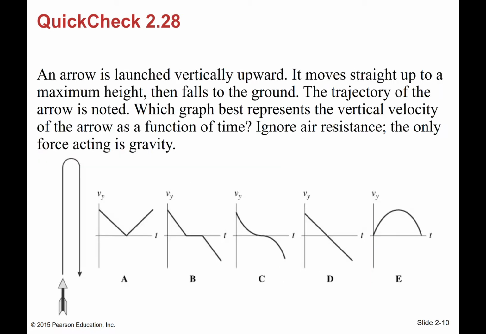Here we have another problem. So we have this arrow going up and down, and there are 5 choices of velocity versus time graph. Which one is the right one? Let's take a minute to answer this question.